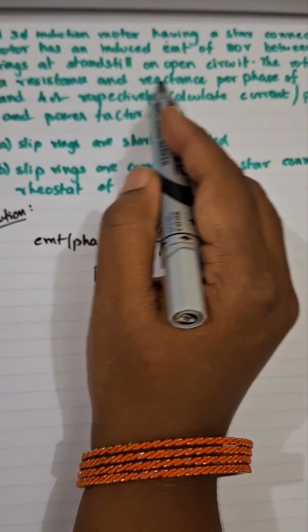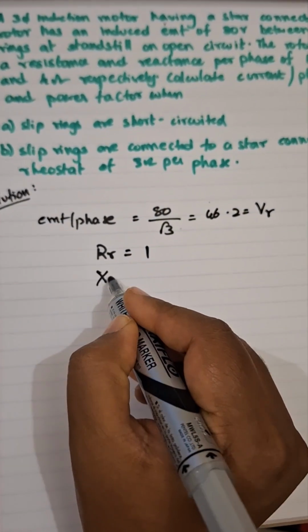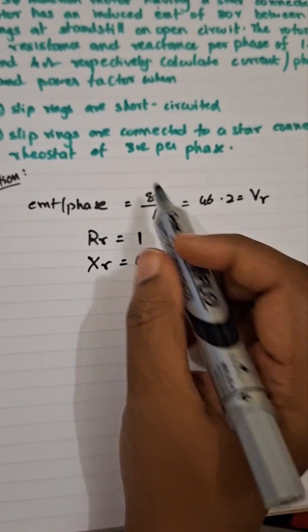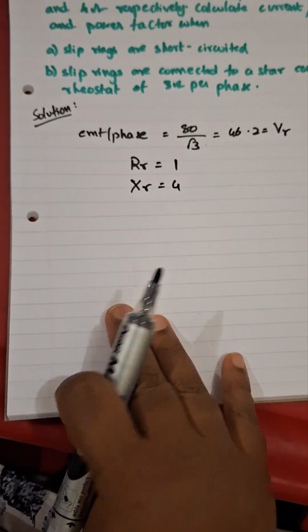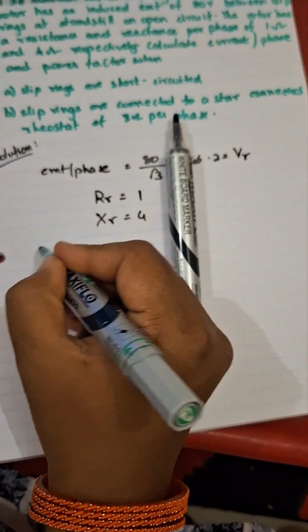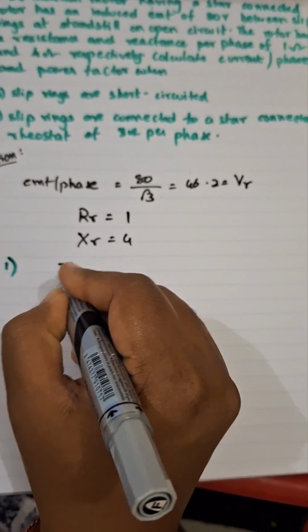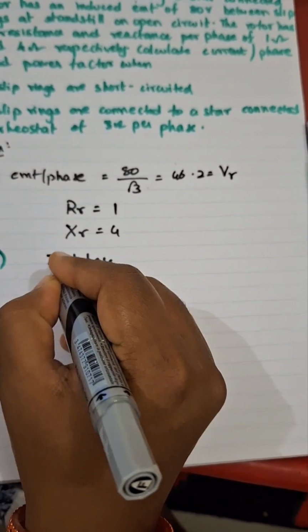The rotor resistance is 1 and similarly the rotor reactance is given as 4. Now calculate the current per phase and power factor. To calculate the current per phase, first the slip rings are short circuited. When the slip rings are short circuited, we can say ZR per phase means impedance.